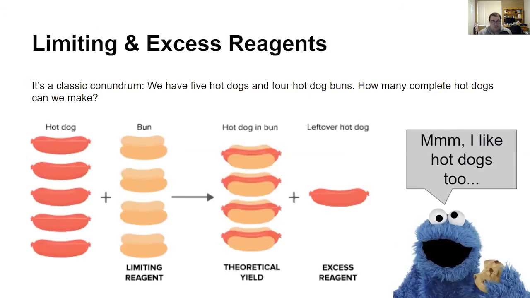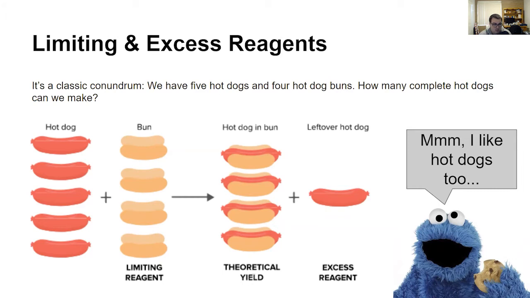All right, that brings us to the next curveball that chemistry teachers love to throw at their students, and that is limiting and excess reagents. And what we will look at, food's actually a really good analogy. So if we take a look at the scenario where we have 5 hot dogs and 4 buns, how many complete hot dogs can we make? It's pretty straightforward. Our brain just tells us immediately we can make 4 hot dogs in a bun, and we have 1 extra hot dog left over.